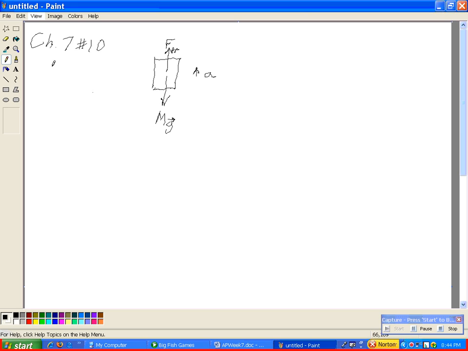And let's list what we know. We know that the mass equals m. We also know that the acceleration equals 0.10 g. And we know that gravity is 9.8 meters per second squared.